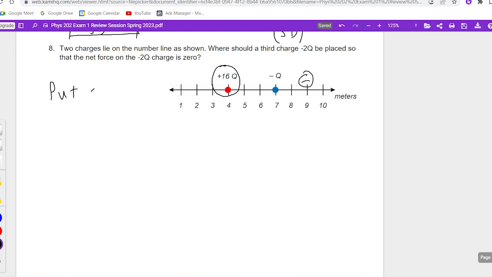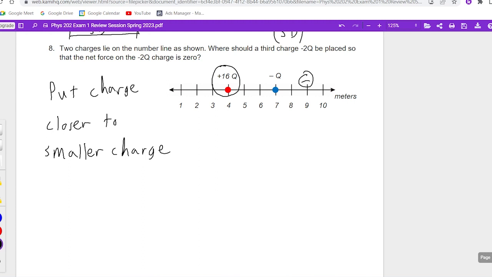Put charge closer to smaller charge. And the reason why you do that is because if you want to increase your force, you need a closer distance. You need a smaller distance. This is going to make the tug-of-war game fair. Even though the 16Q is stronger, it's got a bigger force, we're closer to the smaller one. And yes, you need to know that for the test, potentially, if this question shows up.